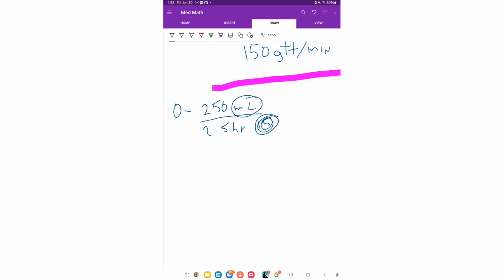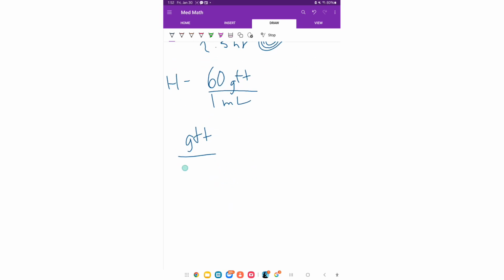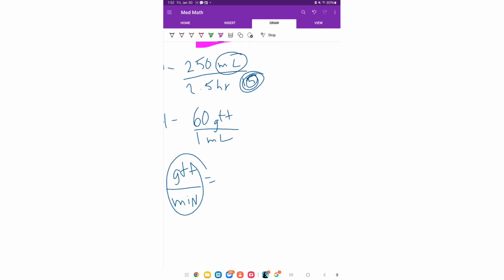The tubing drop factor, so what we have, so I'm going to write H for have. The tubing drop factor is 60 drops per 1 milliliter. The question is asking how many drops per minute will be given. Okay, this is what we're looking at. So I can already recognize that we have drops right here. We have minutes right here. So I'm going to do 60 drops over 1 milliliter. And the only reason why I do 1 milliliter is because this is the ratio that's already given. So I'm literally just transferring this there.